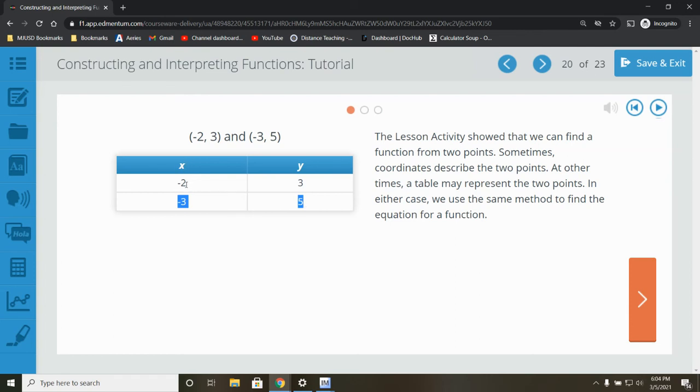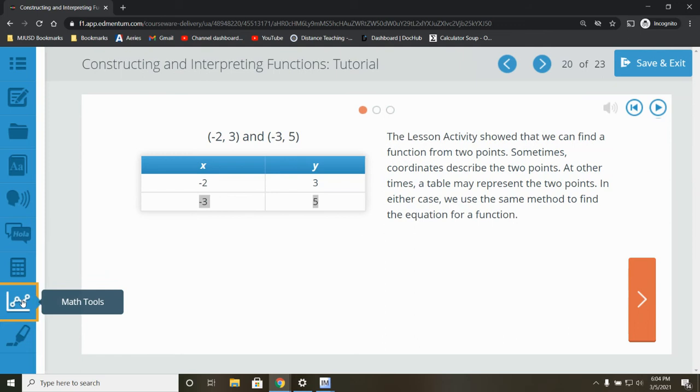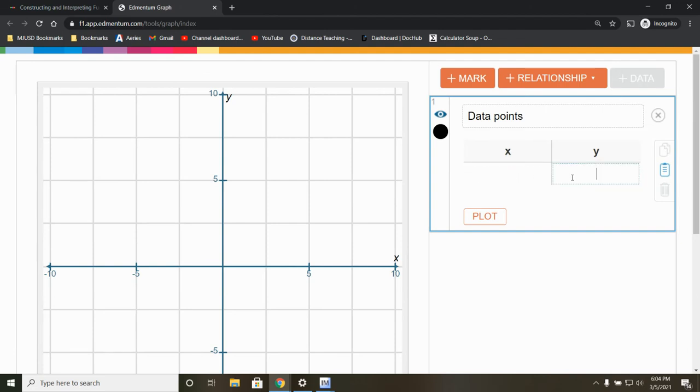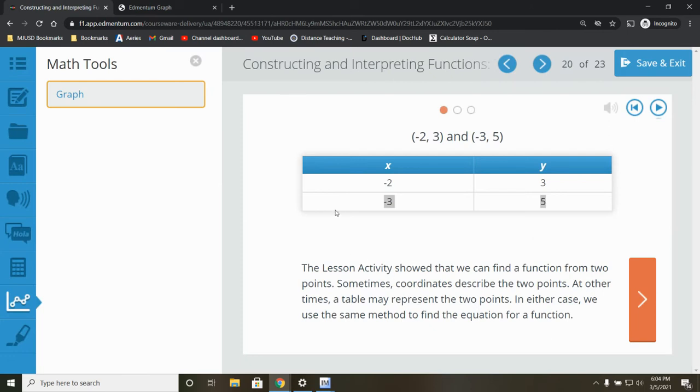So if you were given this table, or if you were to use the math tools and the graph, and then add the data, this is the table. So those points, whatever they were, negative 3 and 5, or sorry, 5, negative 3, and negative 2, and negative 1, whatever they were, you would put them on this table. Sorry, that was a little confusing. Negative 3 and 5, you'd put those on the table.